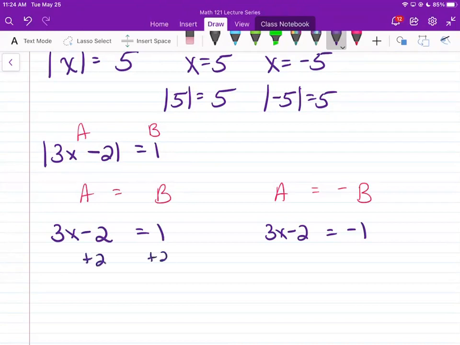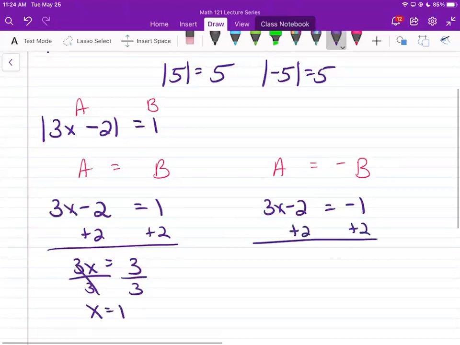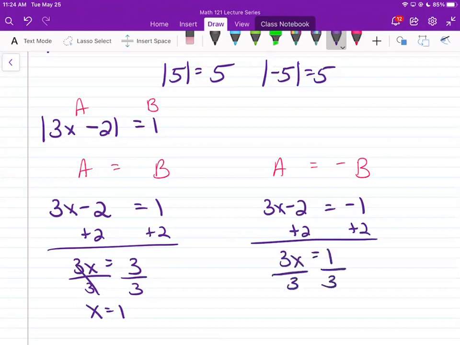Adding 2 to both sides, I get 3x equals 3, or x equals 1. Here I get plus 2. I end up with 3x equals 1. Dividing by 3, I get x equals 1/3.